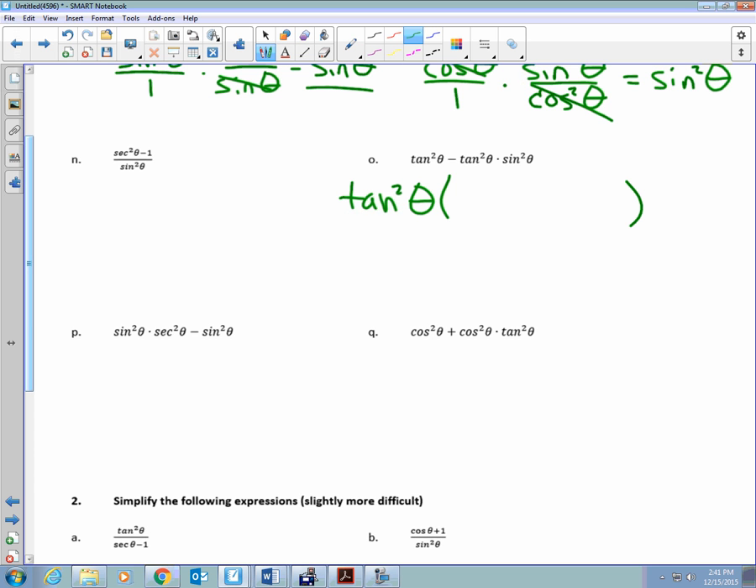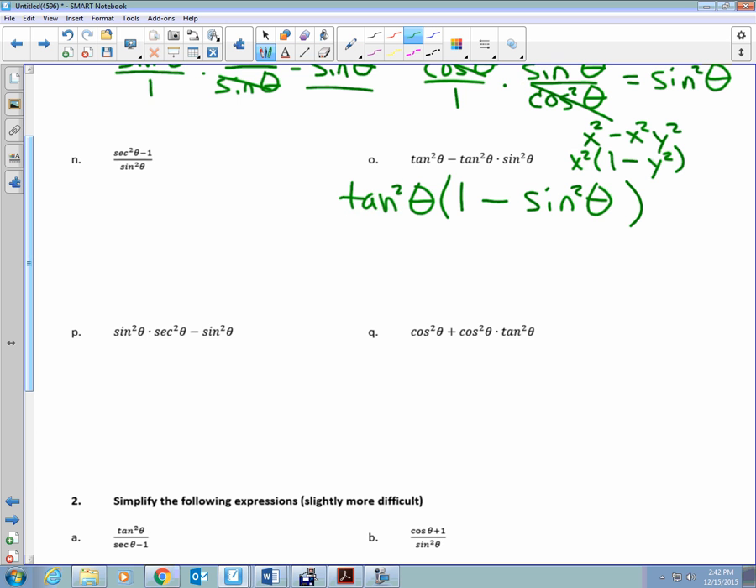For example, if this was x squared minus x squared y squared, what do both of those have? An x squared. If I took out an x squared, what is left in place of this x squared? A 1 minus what's left here? A y squared. Good. So if we take a tangent squared out of this, what are you left with? 1 minus, what are you left with here? Sine squared.